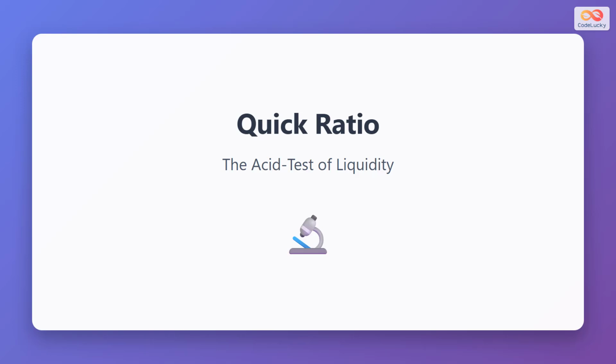Welcome to this lesson on the quick ratio, also known as the acid test ratio. The quick ratio is one of the most important liquidity metrics in corporate finance. It helps us understand whether a company can meet its short-term financial obligations using only its most liquid assets. This makes it a stricter and more conservative measure than other liquidity ratios.